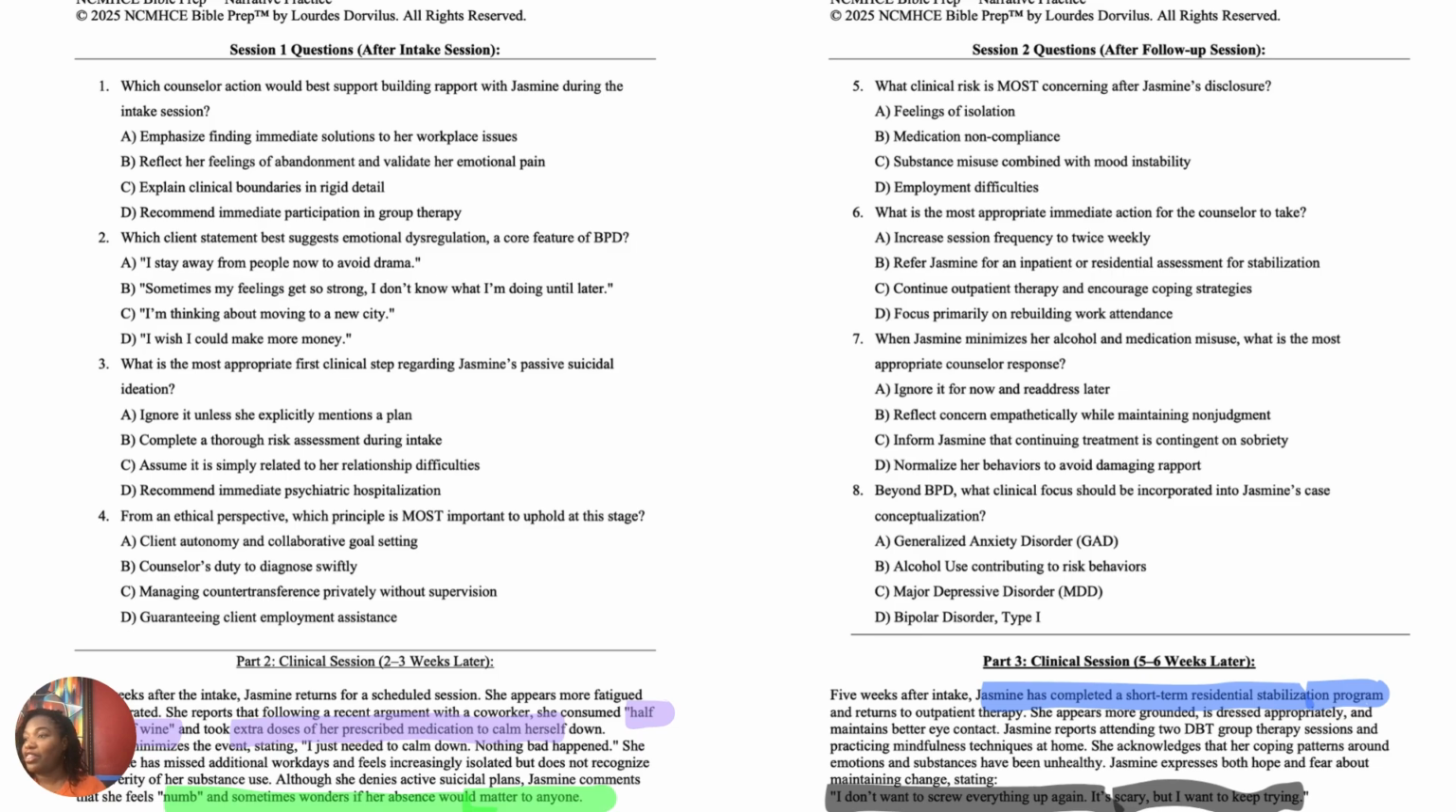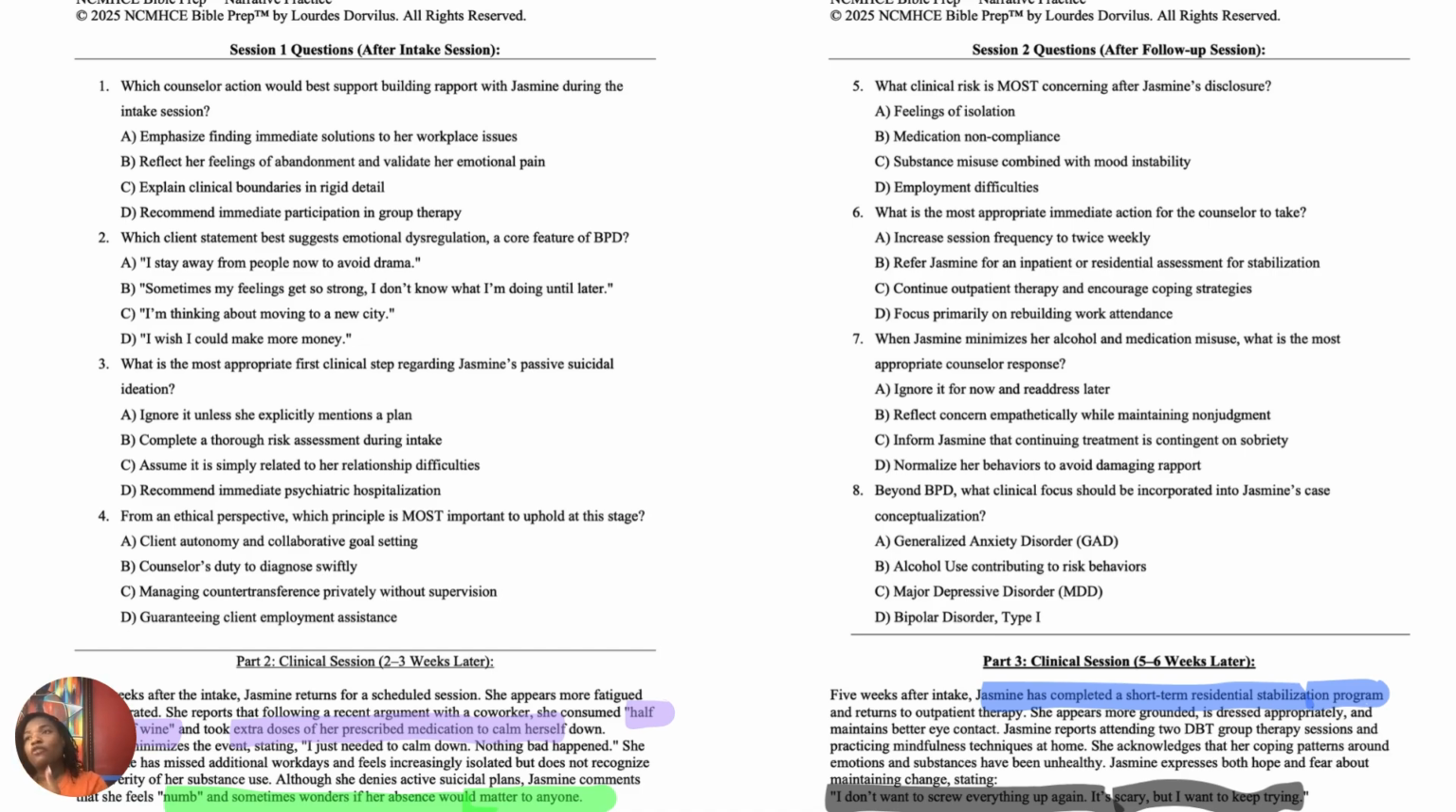Right there, that lets you know that she's experimenting with unhealthy tools to cope. And not only that, again, she repeated that she feels numb and she wonders if her absence will matter to anyone. So she's experimenting in session 2 with unhealthy tools by default. So her coping style is impulsive and risky.